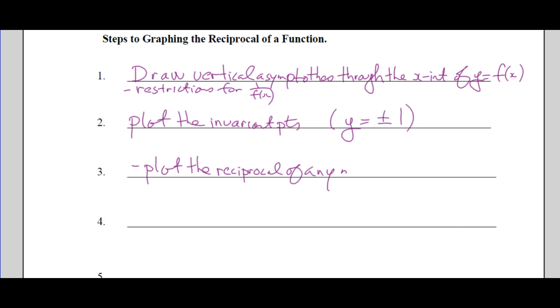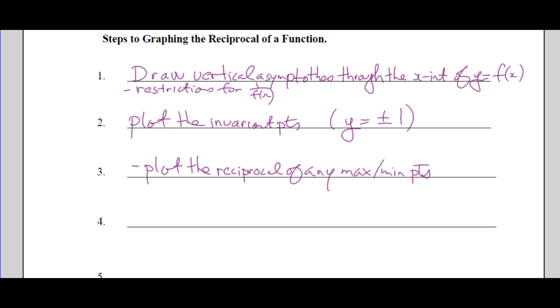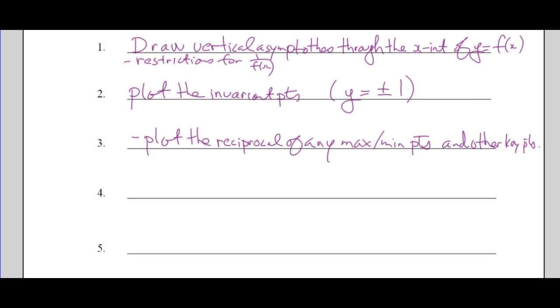Okay, so plot the reciprocals of any max or min points. Right? So if you look back here, amazingly the smartboard's behaving today. Right? There's a minimum point, negative 1/8. That would be the maximum point, right? Sorry, negative 8. This would be negative 1/8. So plot the reciprocal of any max min points and any other key points. Right. So if you can identify, hey, that's a y value of 2, then it's going to be a y value of 1/2, right? Just gives you some nice points to work with.